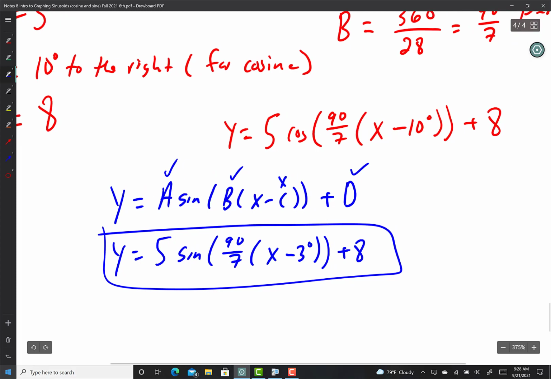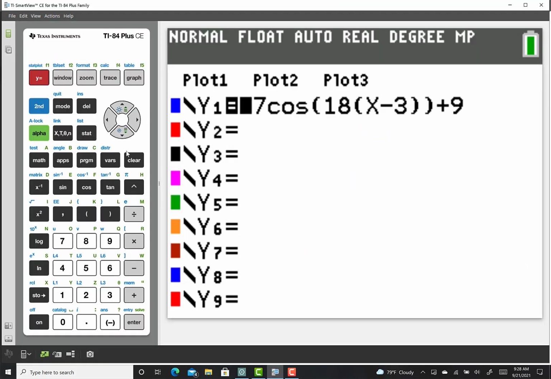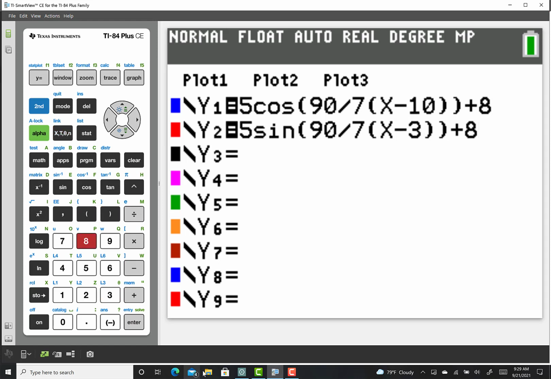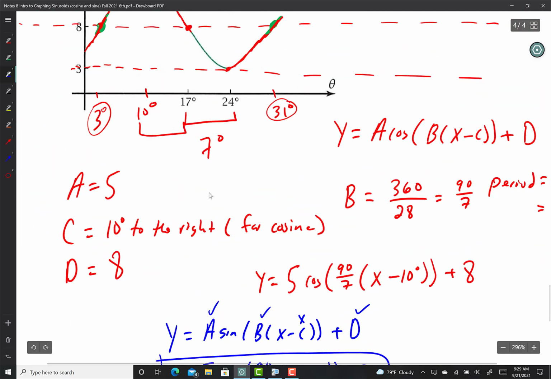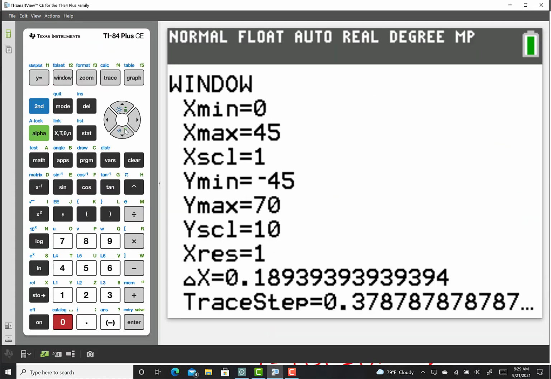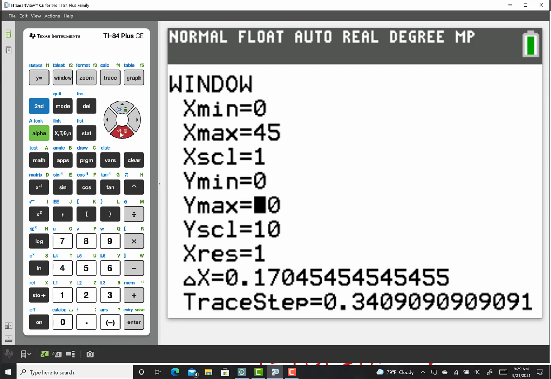So here it is. Let me put them in my calculator here. Y equals, hook me up again, guys. One last time. Give me the cosine first. 5 cosine 90 over 7 x minus 10 close, close, plus 8. Plus 8, right? Okay. And we're going to do the same thing. 5 sine 90 over 7 open x minus 3, close, close, plus 8. And let me see my window. My window, okay, 0 to 40, and then 0 to 15.